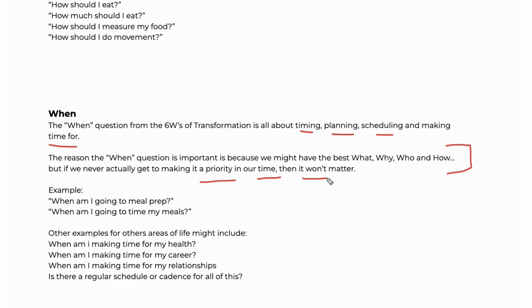An example of this is, when am I going to prep my meals, right? When am I going to have time to plan my meals? Other examples from other areas of life might include: when am I going to be making time for my health? When am I going to be making time for my career? When am I going to be making time for my relationships? Is there a regular schedule or a cadence to what I am doing inside of this area of life? That is all encompassed within the bucket of when.